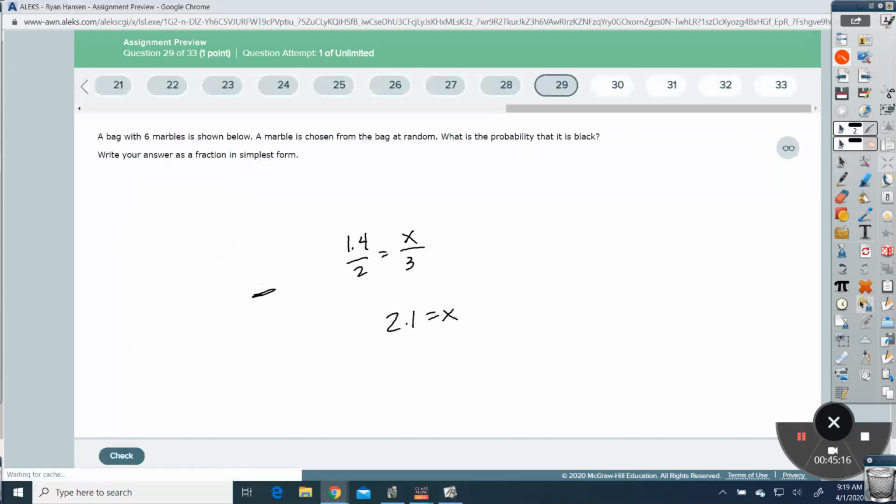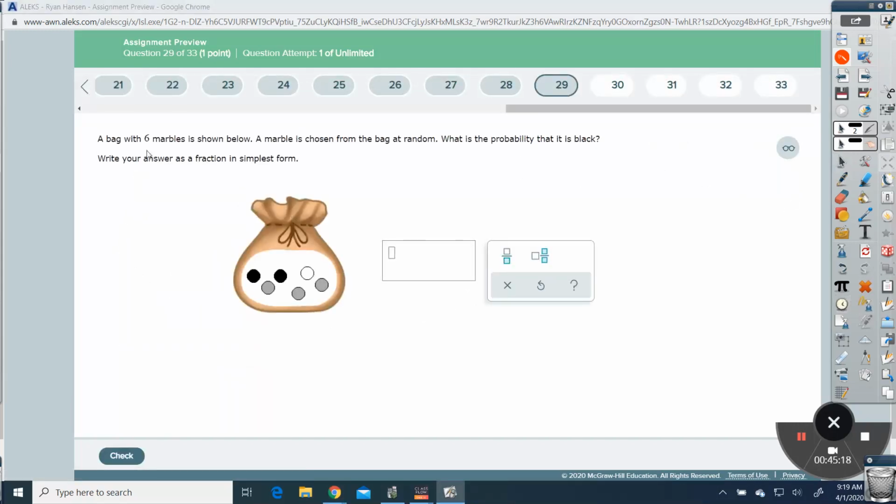So now for the next one, a bag with 6 marbles is shown. A marble is chosen at random from the bag. What is the probability that it is black? Well, there's 2 blacks out of 6 total marbles, which is 1/3. So you use that button, put in 1/3, because it says write it as a fraction. Okay.